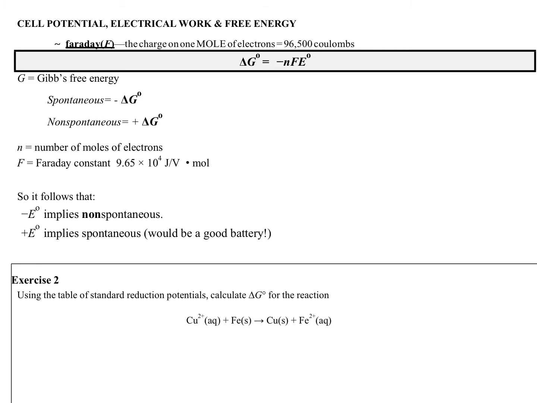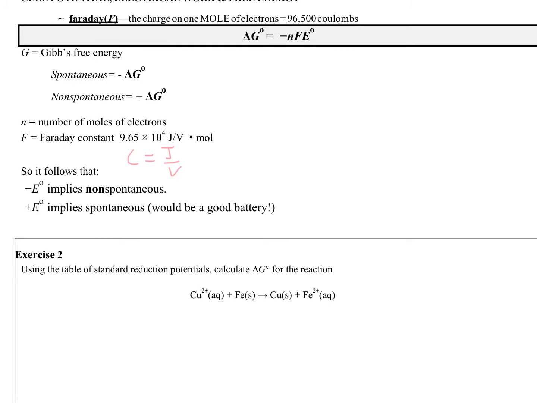Now, if you notice my unit on Faraday's constant, in this case I put joules over volts per mole. Even though I had coulombs there, that's because a coulomb is a joule per volt. So let's do a problem and actually use this equation. So using the table of standard reduction potentials, calculate delta G for the reaction. So I have the total reaction.